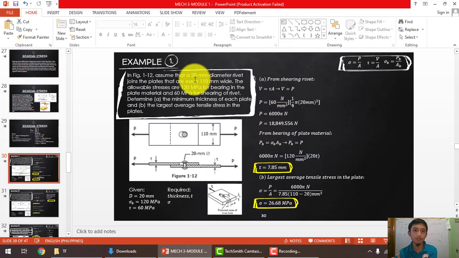Assume that a 20 millimeter diameter rivet joins the plates that are, what's this thing?